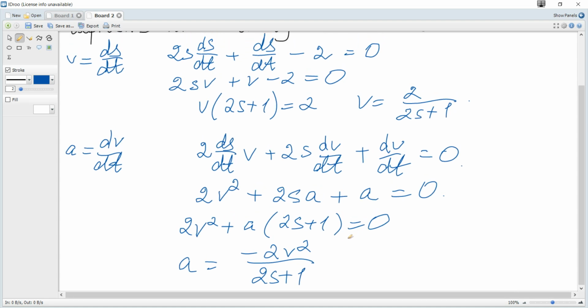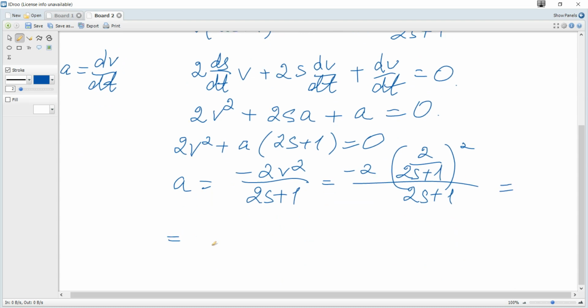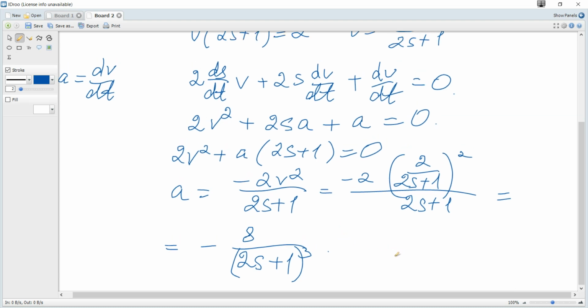And since we need the answer to be only in terms of s, we can substitute for v and get negative 2 over 2s plus 1 squared, times 2s plus 1, and finally it's negative 8 over 2s plus 1 cubed, and we can see that the answer is in terms of s only, as required. And that's all for this question.